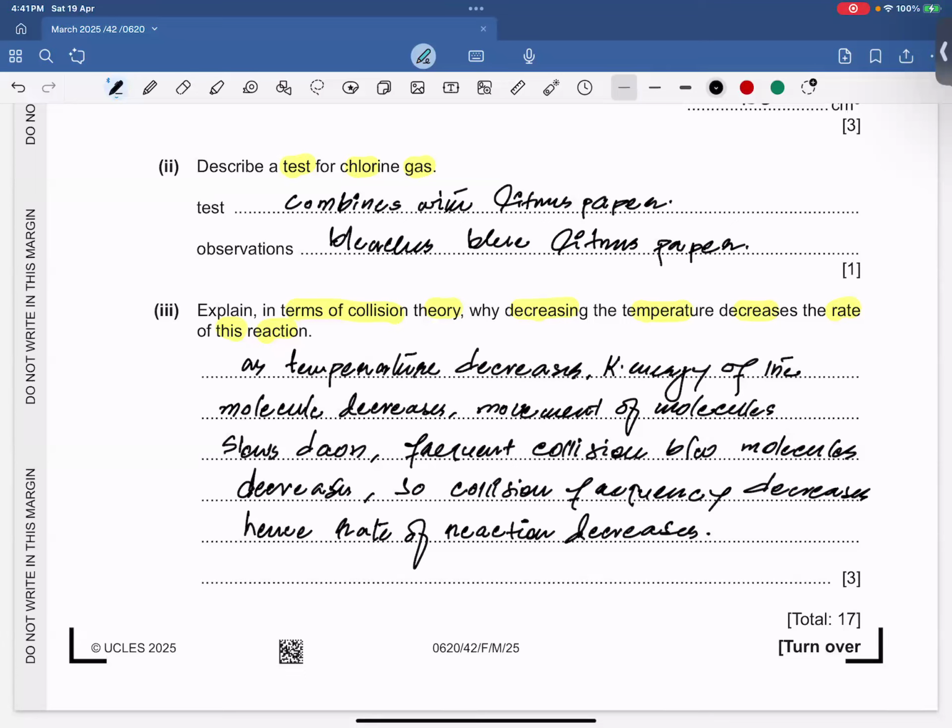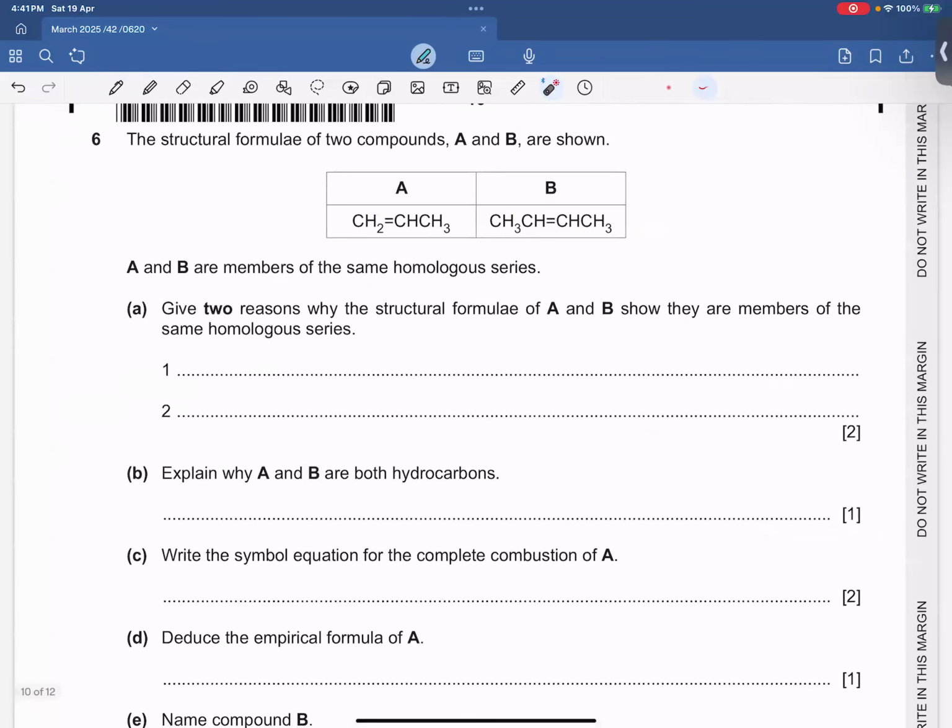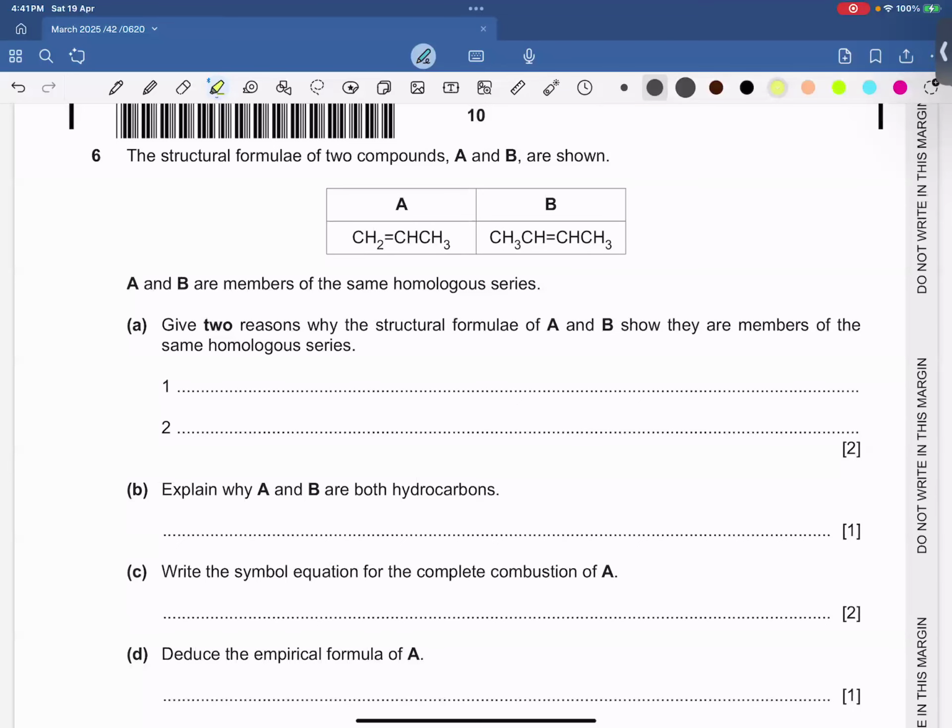Okay. That's a very lengthy question. This question has 17 marks, guys. Okay. Let's move on to question number 6. The structural formulae of the two compounds A and B are shown. A and B are members of the same homologous series. By the way, this is an alkene. This is also an alkene. This is propene. This is butene. Both of them are unsaturated hydrocarbons because they contain a double bond between the carbon atoms.